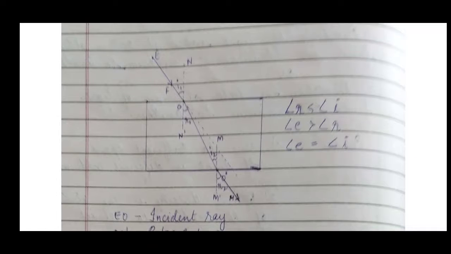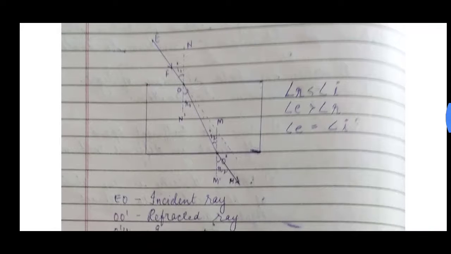Now here you can see that when it is entering from one medium to another medium, from a rarer medium to a denser medium, air is a rarer medium and glass is a denser medium, your angle R is less than angle I, but angle E is greater than angle R.